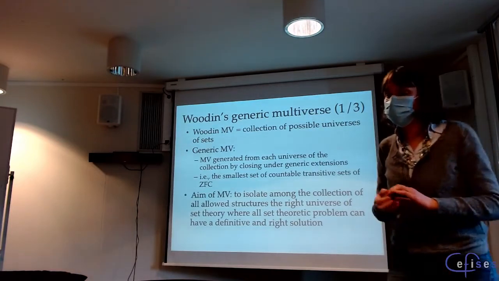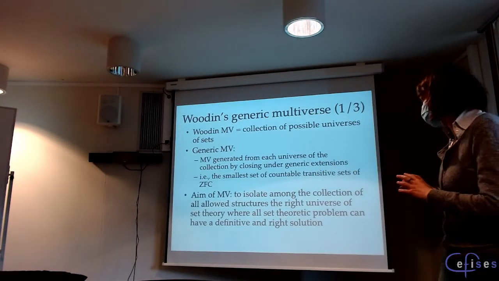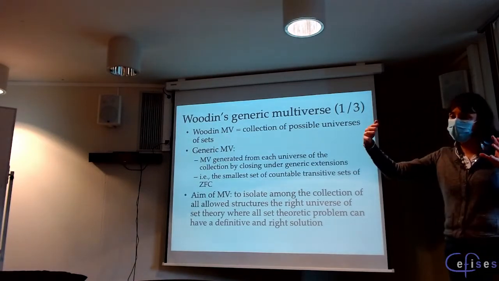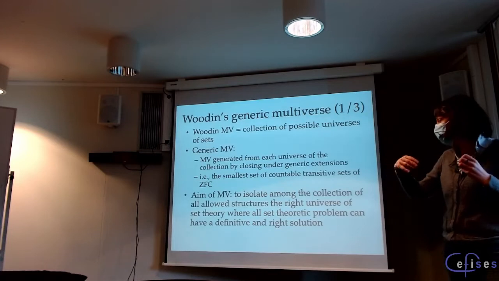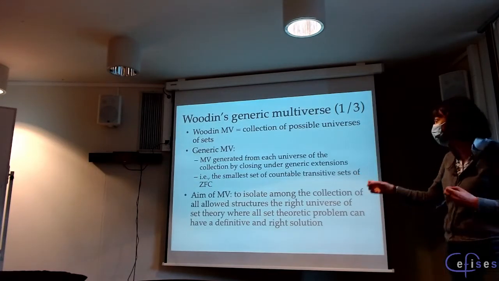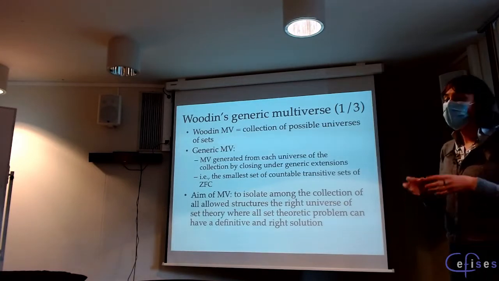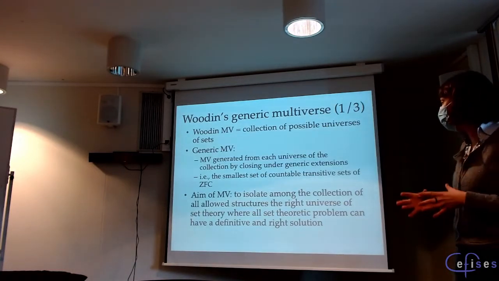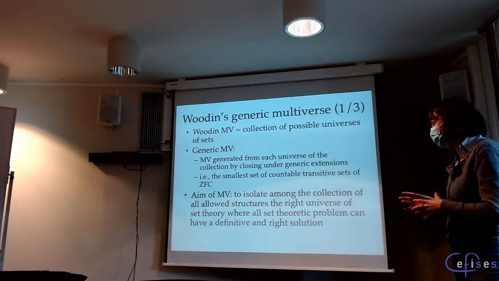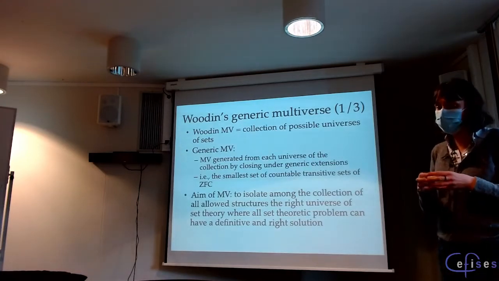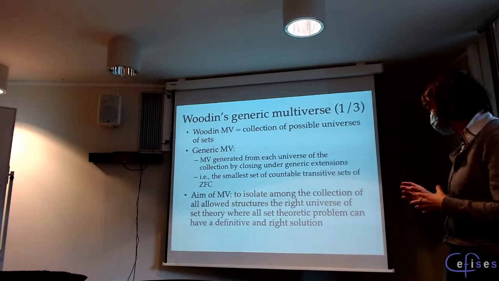And the aim of Woodin is to find, among all the collection of possible universes and all allowed structures, the right one, the right universe of set theory, where you can settle all set theoretic problems, because for him, every mathematical statement must have a definitive and right solution.